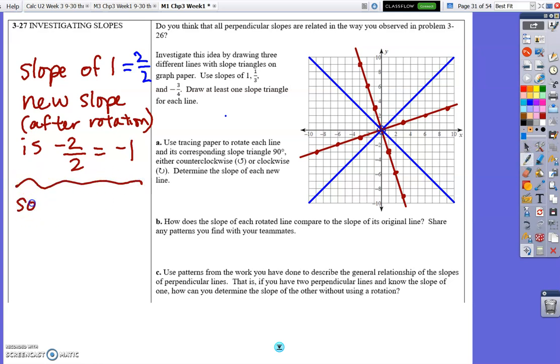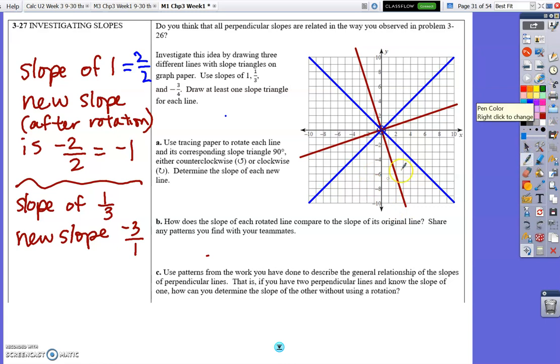For my slope of 1/3, my new slope is down 3 over 1, -3 over 1. And you'll notice the same relationship. Flipped over, sign changed. Flipped over, sign changed. So we're going to move on. And again, I'm going to erase all my dots, leave my lines here. And this time, I'm going to go with green for my line.